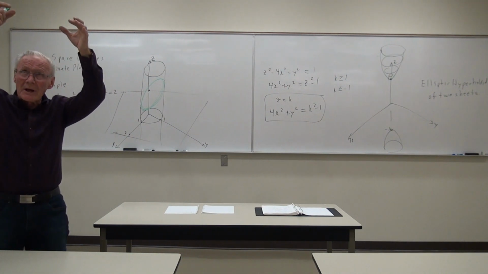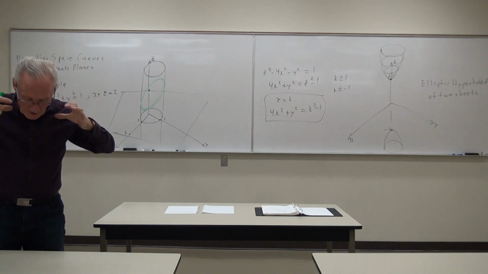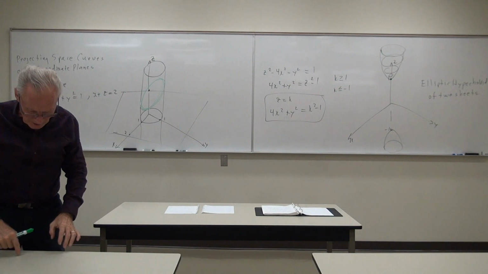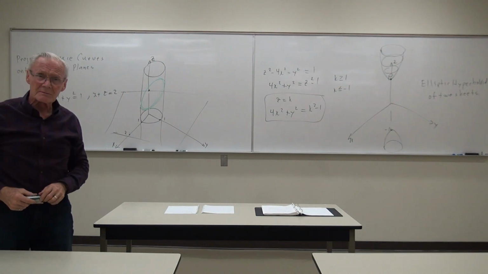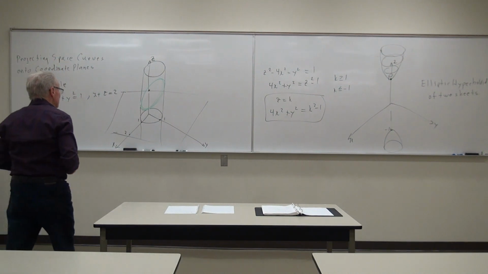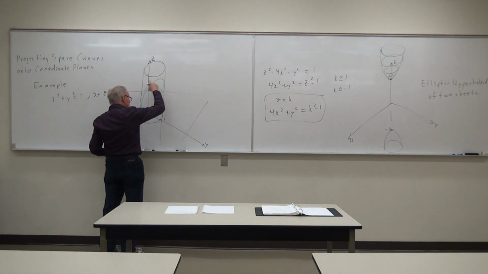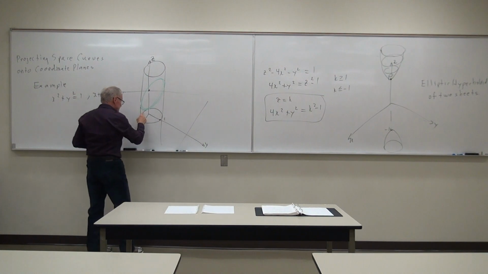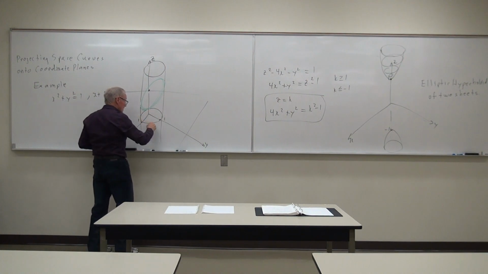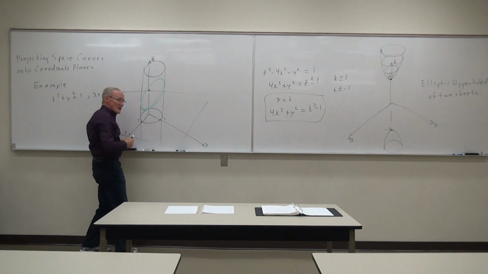Just visualize a light up there shining down on the curve, and the shadow down in the xy plane is a projection. Well, I don't think it takes too much imagination to say that because that curve lies on that cylinder, then that projection is going to be this curve right here. That's going to be the shadow right there.